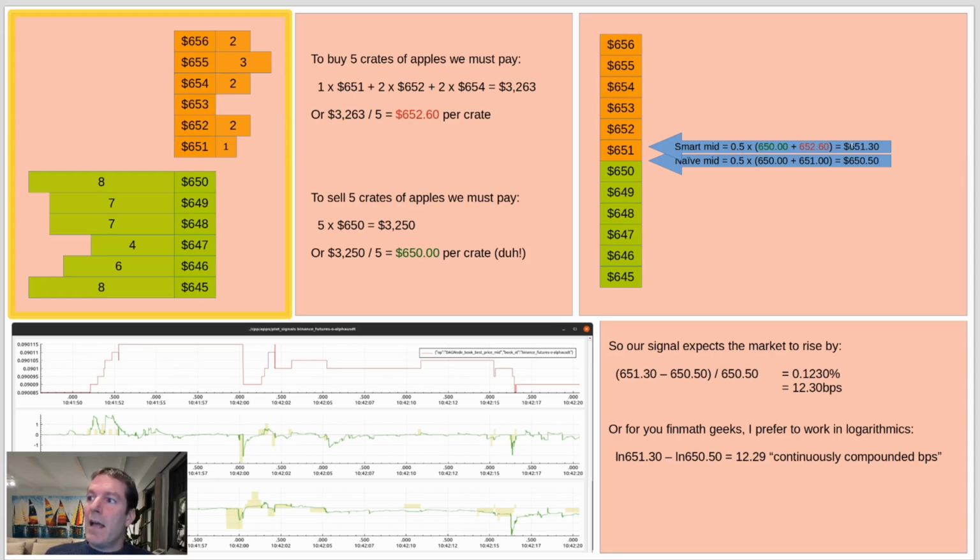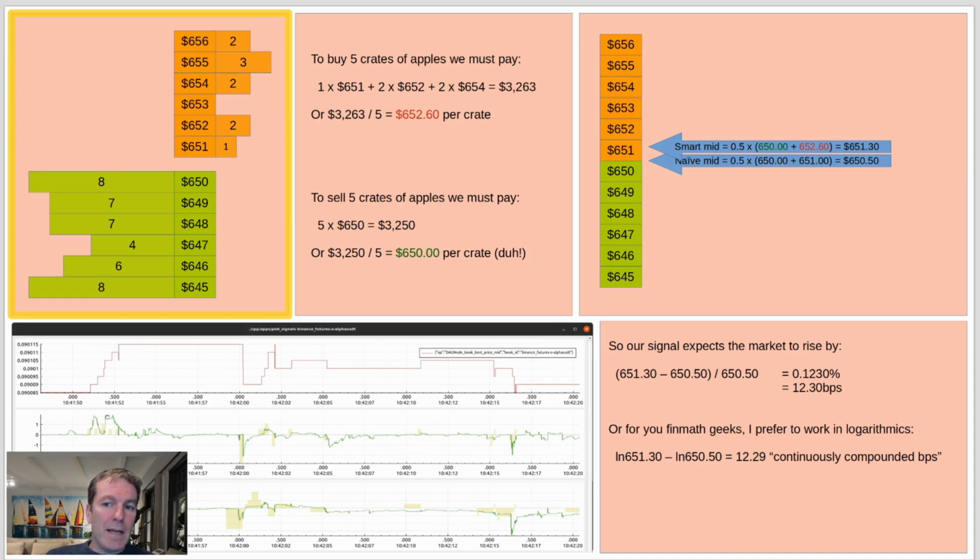So in this case, our smart mid, our signal's mid, is going to be slightly higher than the naive mid, which is just, we'll take the best bid and best offer in the market. You can see it's actually 70 cents. There goes my maths. 80 cents higher than the actual naive mid. And mathematically, those cents translate into 12.3 basis points, or if you like to use logs like I do, 12.29 basis points. So in this case, we would say our signal would output 12.29 at this current point in time.